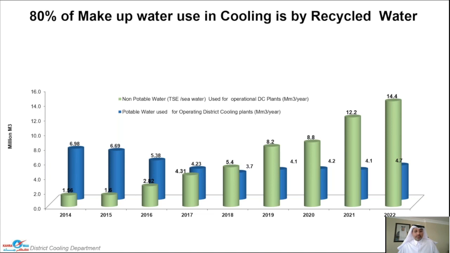This is just a diagram showing how we divert from potable water to TSE from 2014 to 2022. And that's the explanation of the Qatar District Cooling Sustainable Solution. But it has to suit such a country if we are using TSE.